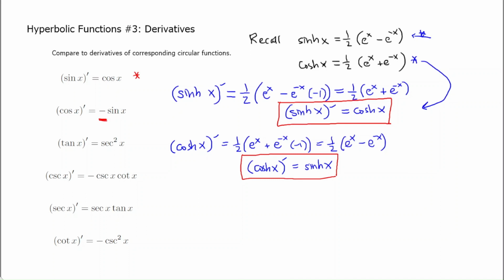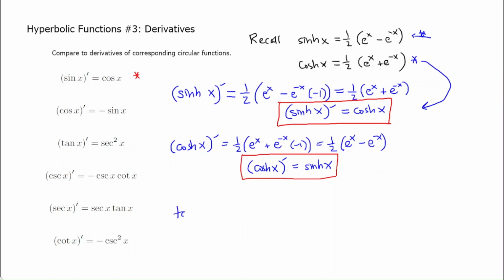Back in the first video, I believe we noticed with some of the identities that a few of the identities are identical, going from trig to hyperbolic. And then some of them are very similar, but they differ only with a minus sign. So that's what we're seeing here: we have a derivative that looks very similar to the trig version, but in this case it's missing a minus sign. Hope we're having fun. Let's keep on going here.